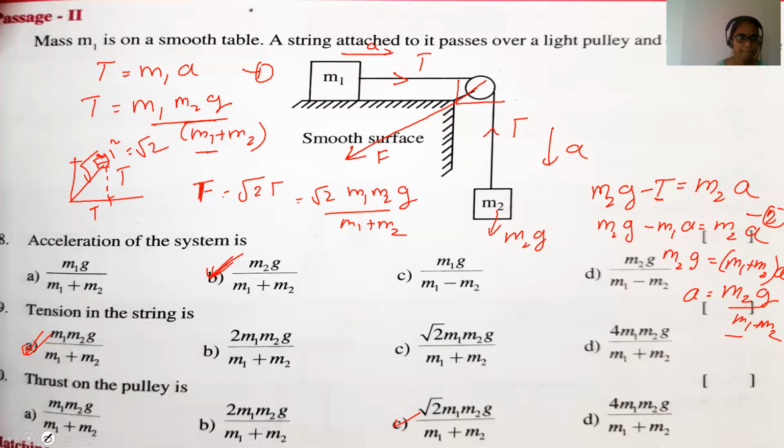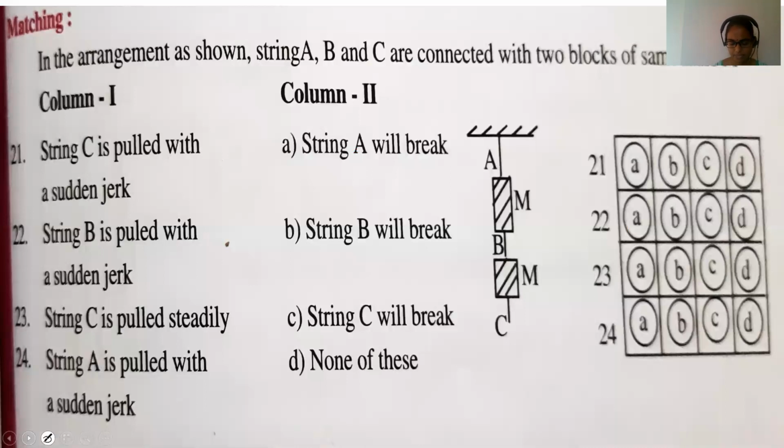Last, from Newton's laws of motion and the free body diagram, the last concept. Again, Newton's laws contact forces we are going to discuss next class. In the arrangement shown in the figure, A, B, C are strings connected to blocks of the same mass M. Two blocks are there, children, mass M and mass M. Two blocks are connected by three strings. One string from the top to the first block, the first block to the second block is B, and the third string is connected to the second block, with a free end.